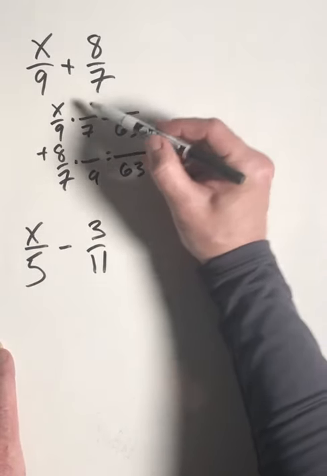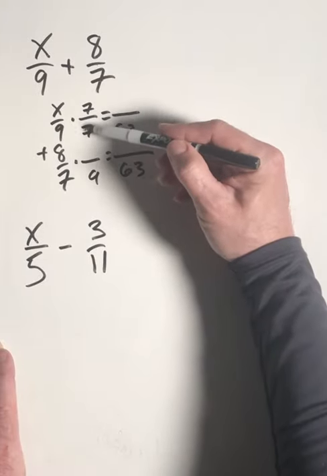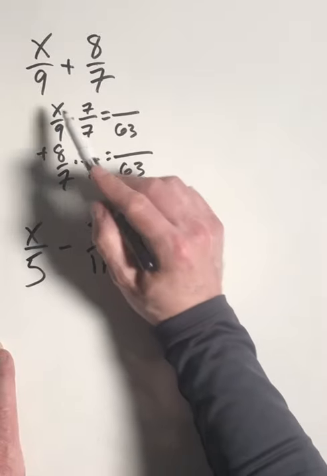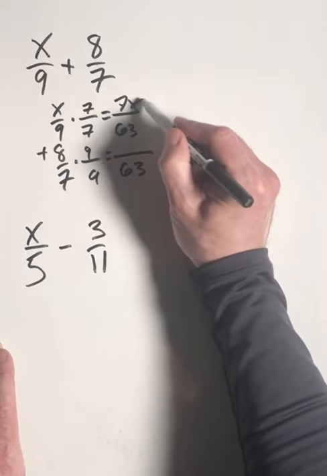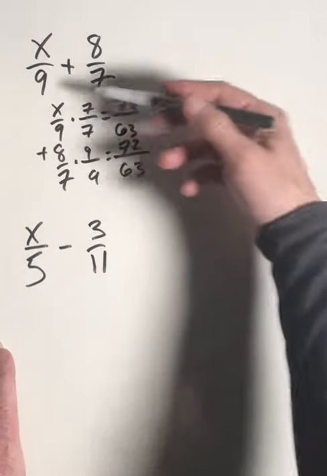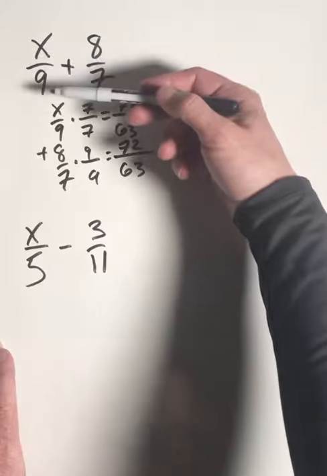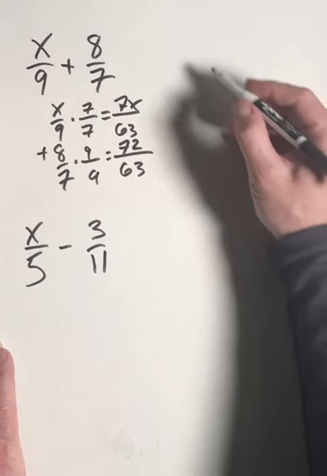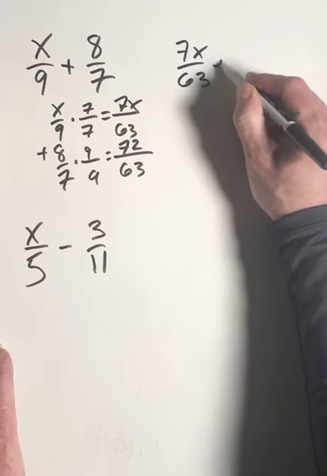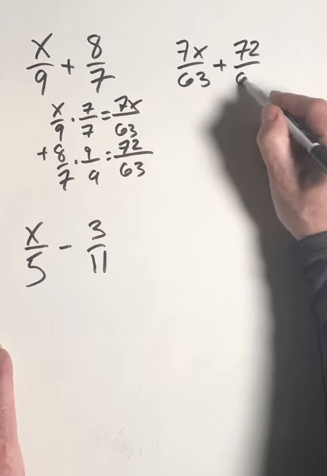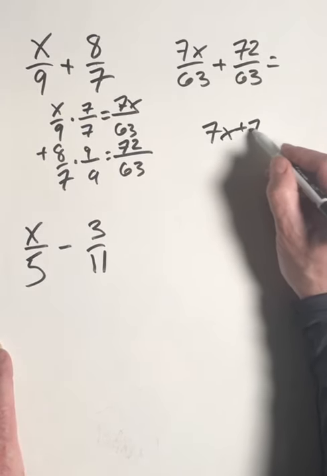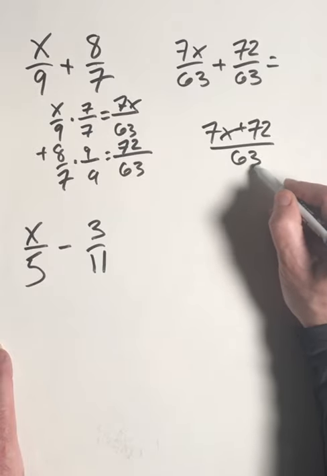We'd be multiplying this by 7 over 7, which is some version of 1. And we're going to be multiplying this one by 9 over 9, which is some version of 1. X times 7 would be 7x. 8 times 9 would be 72. So when I add up these two fractions, x over 9 plus 8 over 7, I'm really getting 7x over 63 plus 72 over 63, which equals 7x plus 72 over 63.